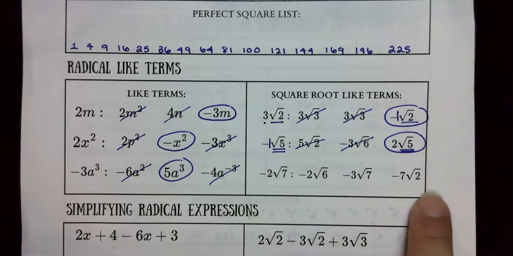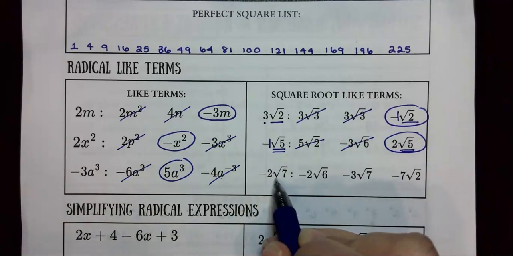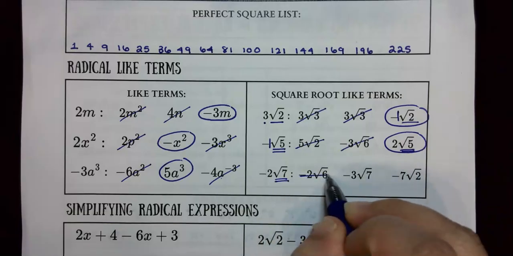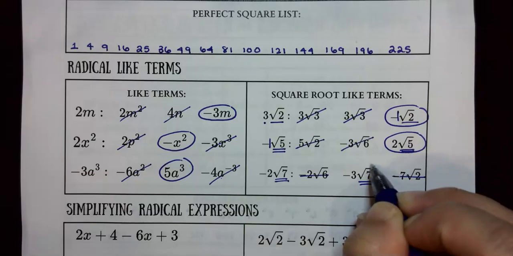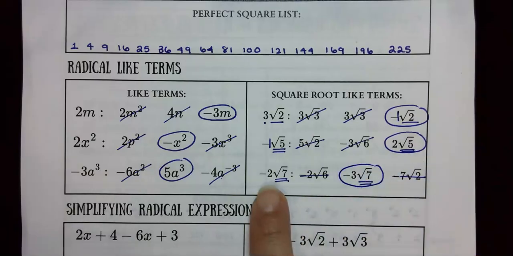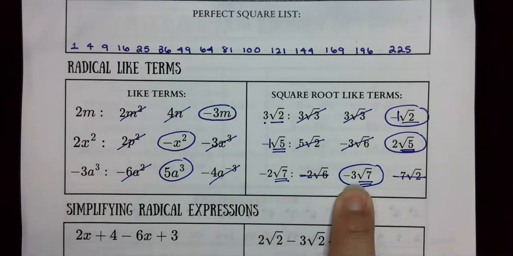So if we look at the last one, this one has a square root of 7, not, and this one has a square root of 7. So this is my like term. I would say -2 minus 3 would give me a -5 square root of 7. So the number inside the square root is just a like term. It's what we use to figure out what can and cannot be combined.